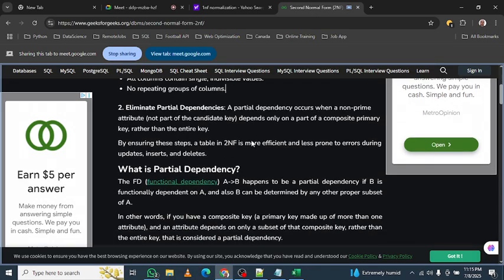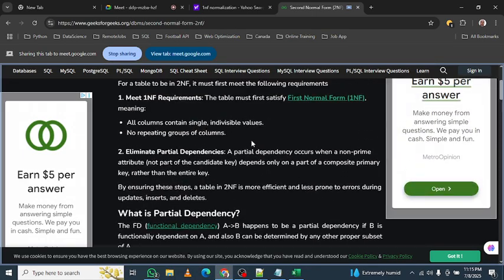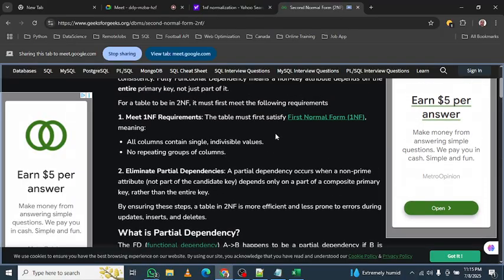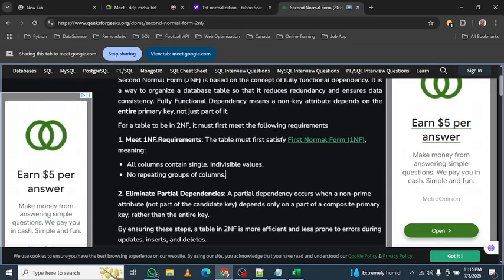Okay. This still talks about the 1NF and also talks about the second normal form. For a table to be in second normal form, it must first meet the following criteria. The criteria is that it meets the first normal form requirement. That means it's just like an extension of first normal form. It must have passed through the first normal form stage before it can be in the second normal form.